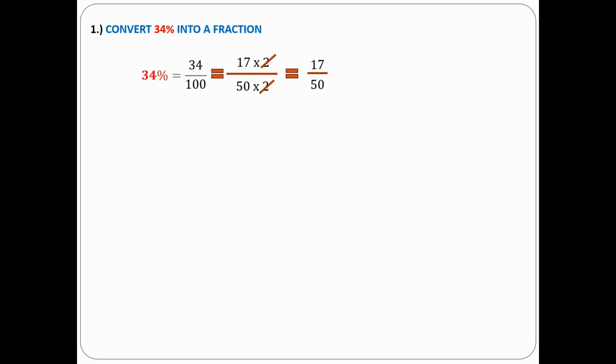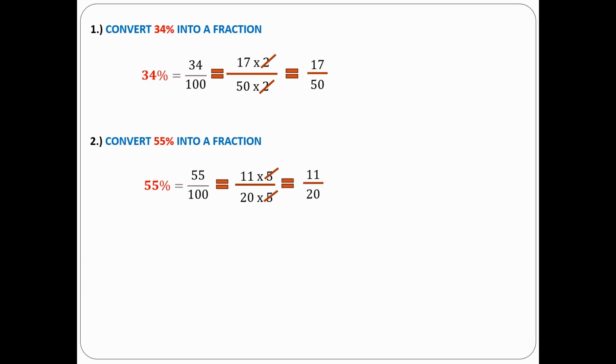For the sake of practice, let's do more examples. Convert 55% into a fraction. 55% is equivalent to 55 over 100. Once you have this fraction, all you need to do is reduce it to a small fraction. Whenever you see a number that ends in 5 or 0, that means it is divisible by 5. So it turns out that 55 is 11 times 5 and split 100 into 20 times 5. Notice that we will cancel 5. So the fraction reduces to 11 over 20.